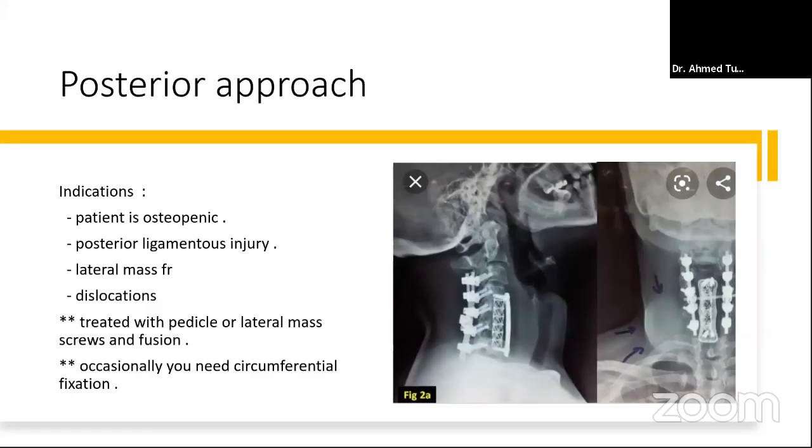Regarding posterior approach, indications are patient is osteopenic, posterior ligamentous injury, lateral mass fracture, and dislocations. Treated with pedicle or lateral mass screws and fusion, but occasionally you need to do circumferential fixation.